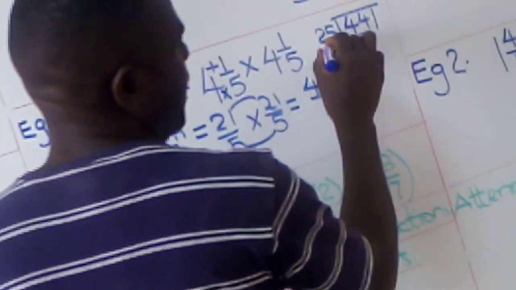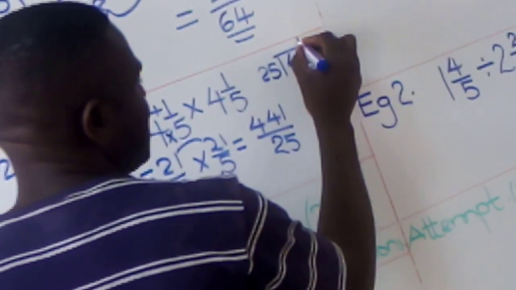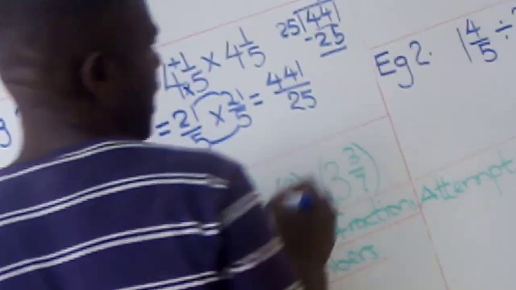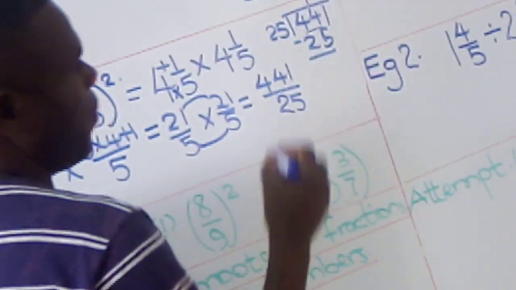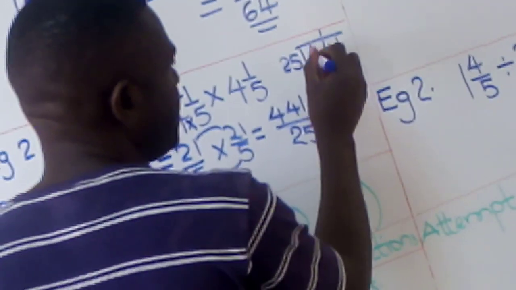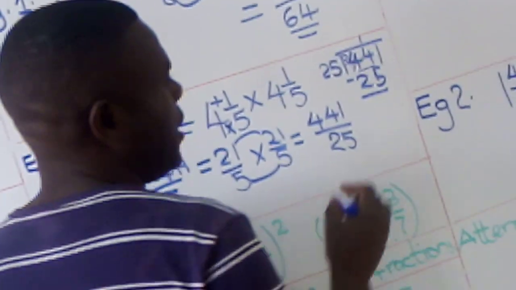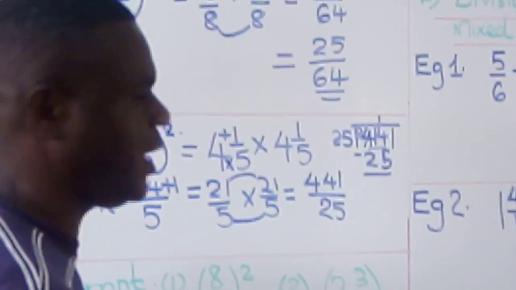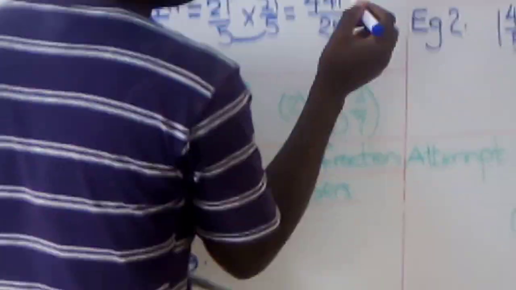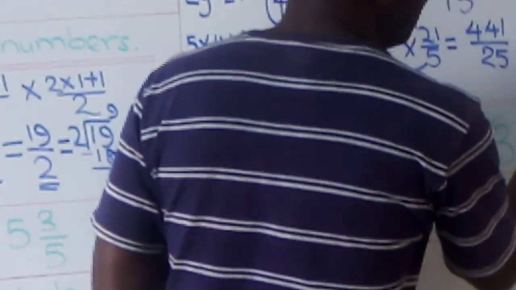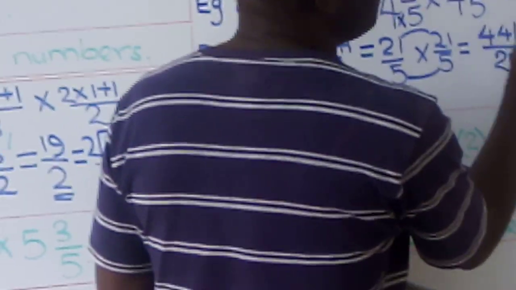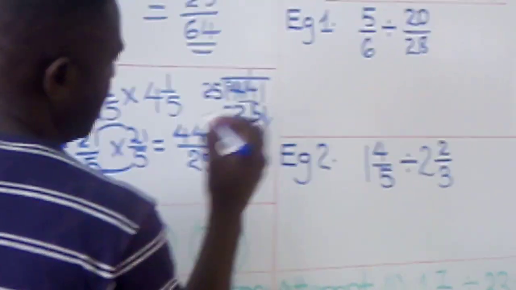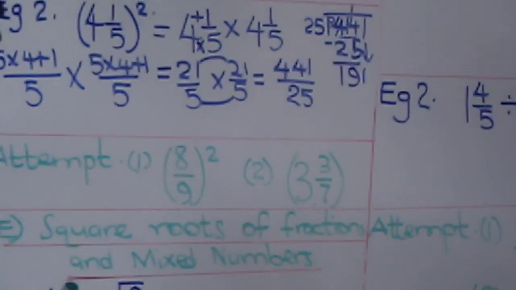44 divided by 25 is 1 because of 25. We subtract. We will borrow 1 from here so that we remain with 3. Then the 1 we have borrowed, we add to 4. It becomes 14. So 14 minus 5 is 9. And 3 minus 1 is 2. Then we draw that 1. Now we have 191.